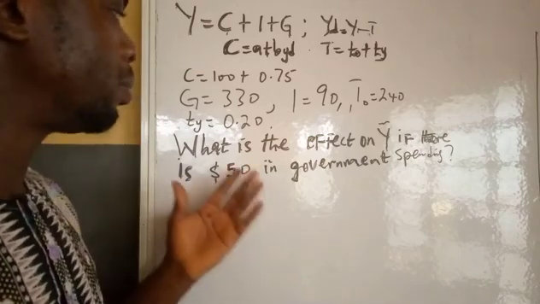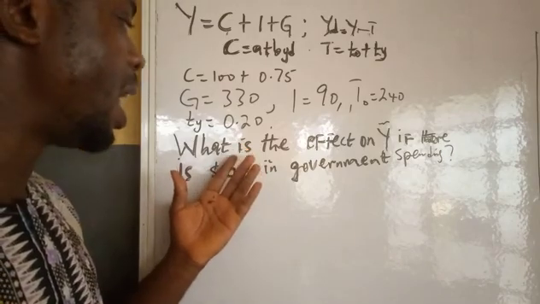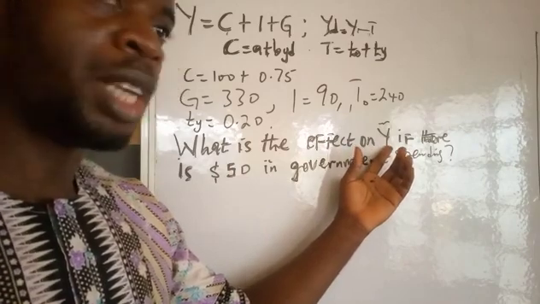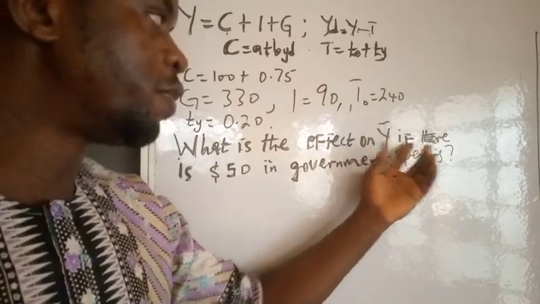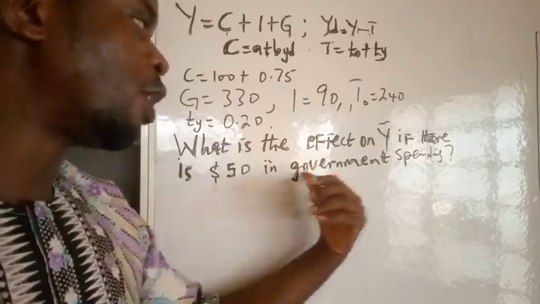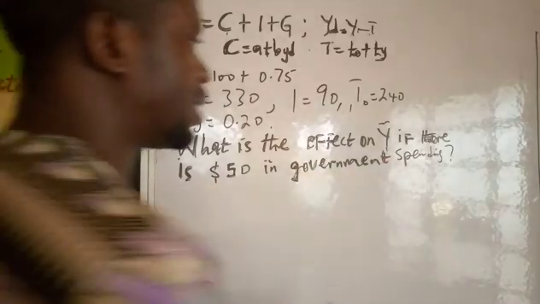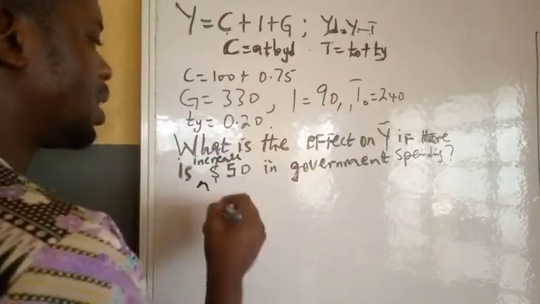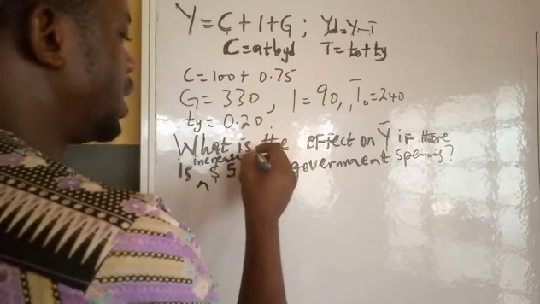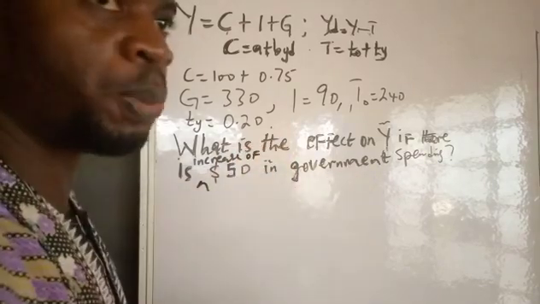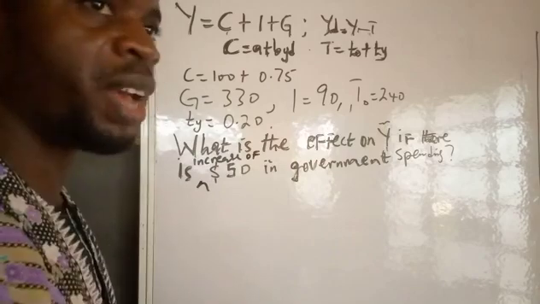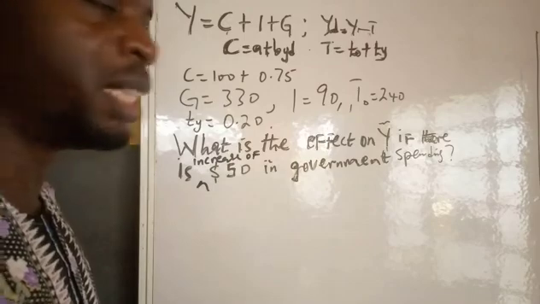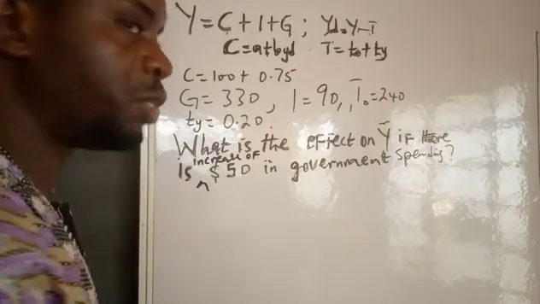Now this is the question we are having here. What is the effect on national income, that is equilibrium, if there is an increase of $50 in government spending? So what will be the effect on national equilibrium if government increases its spending, that is injection, by $50?